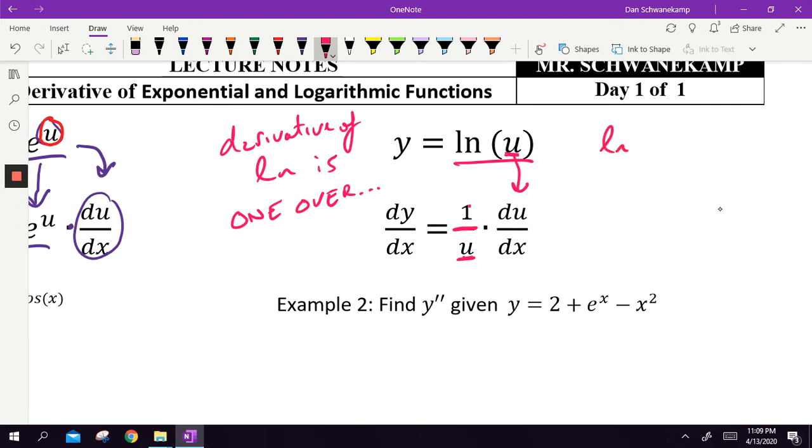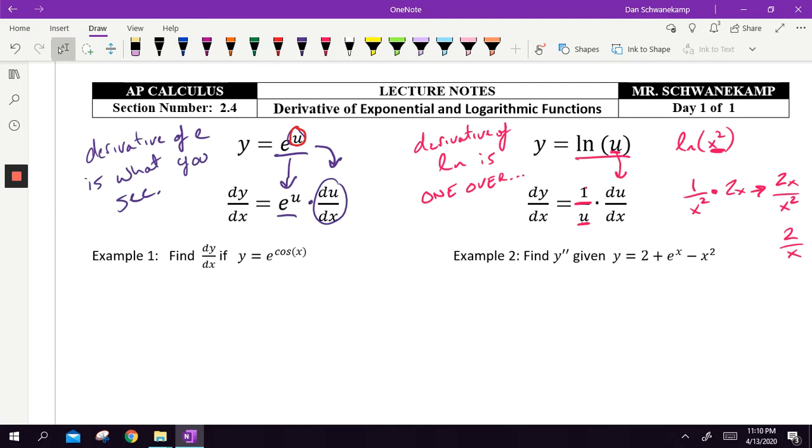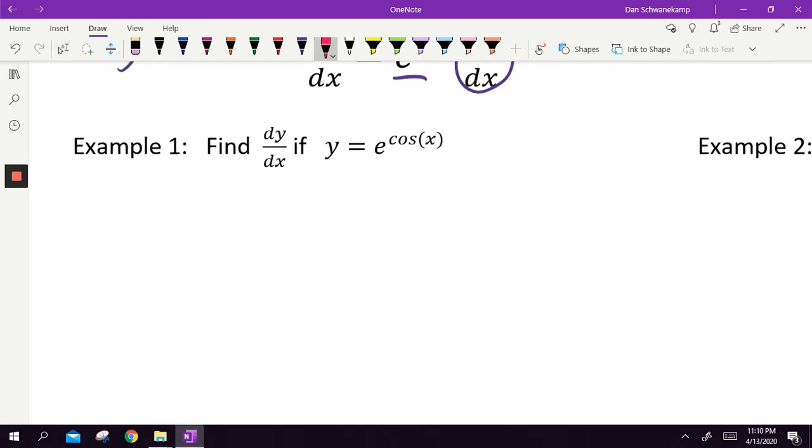So for example, if I had the natural log of x squared, the derivative of natural log of x squared is 1 over x squared, because the derivative of natural log is 1 over. We rewrite the baby, x squared, times the derivative of the baby, which would be 2x. So if I really put this together, it'd be 2x over x squared. So my answer would be 2 over x. That is what the derivative of natural log of x squared is. Derivative of e is what you see times the derivative of the exponent. Derivative of natural log is 1 over whatever's inside the parentheses times the derivative of that. All right, that's it. Let's do it.